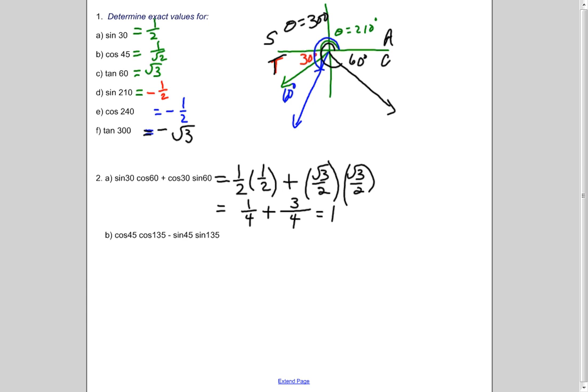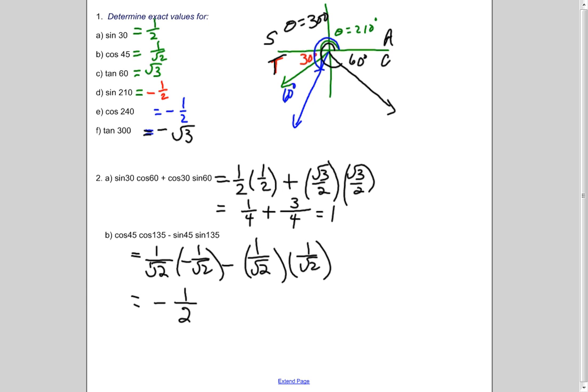Cos 45 is 1 over root 2. Cos of 135 is negative 1 over root 2. Take away sine of 45 degrees is 1 over root 2 times sine of 135 is positive 1 over root 2. 1 over root 2 times negative 1 over root 2 is a negative a half. Take away 1 over root 2 times 1 over root 2 is a half. We get negative 1 for our answer to this one.